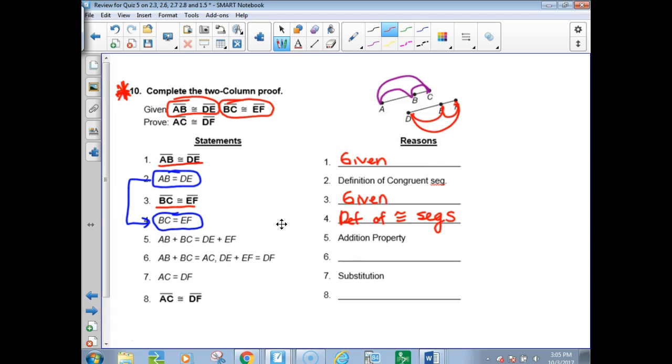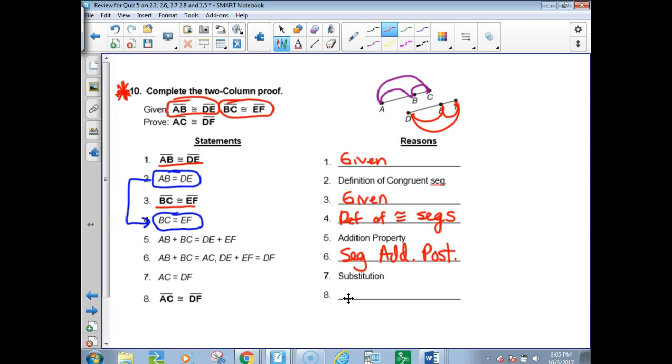So what have they done? They're adding up what? Segments, right? Which is your segment. You add two segments to get a bigger segment. Is your segment addition postulate. Okay, you're going to have to know that one, guys.